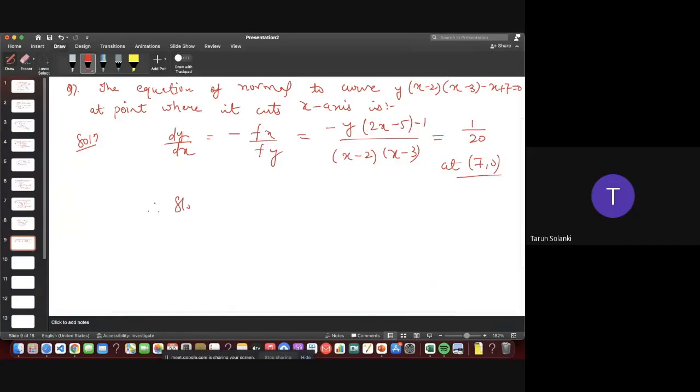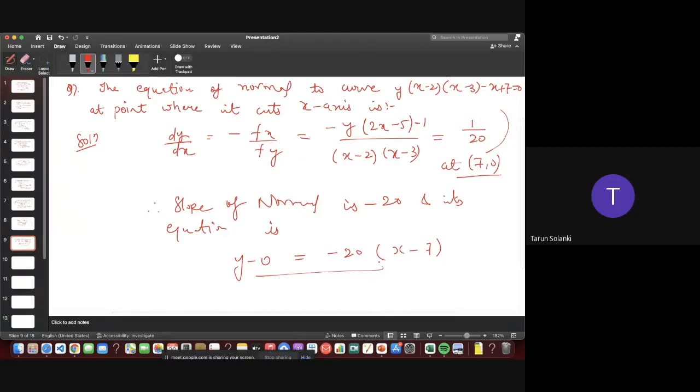So we are looking for slope. You put this point, so the slope of normal is minus 20, and its equation is y minus 0 equals minus 20 times x minus 7. So this is the slope of the normal, minus 20, and the equation is y minus 0 equals minus 20 times x minus 7. Okay, so copy this.